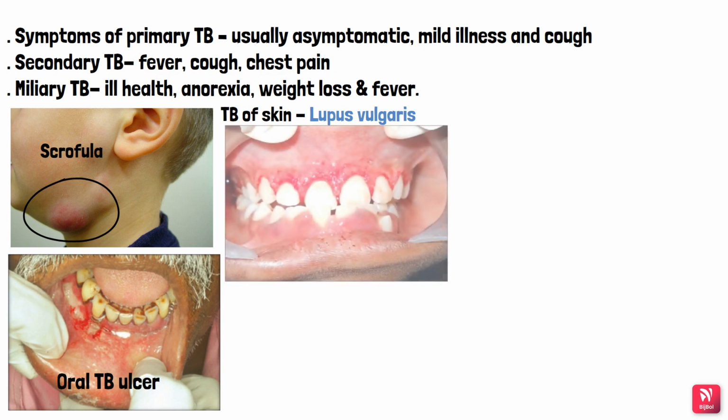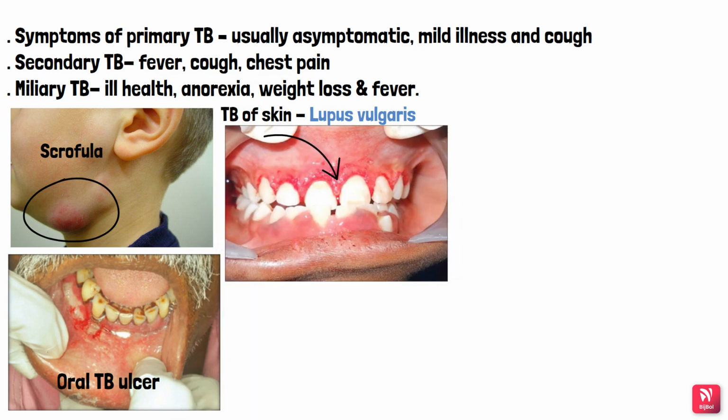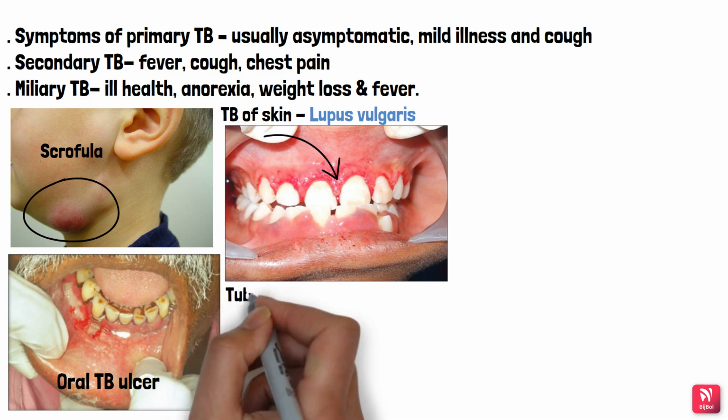And the second picture and the third picture, it shows tuberculous gingivitis, wherein gingiva are involved. So what gingiva will be, they will be very much hyperemic, that is reddish in nature, and sometimes they might be nodular or papillary proliferation of these gingival tissues.